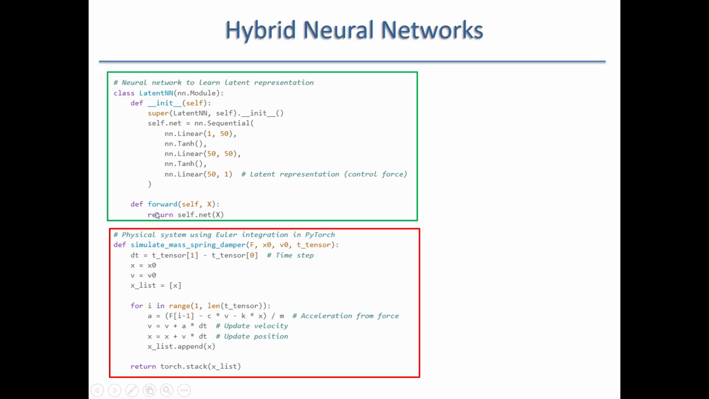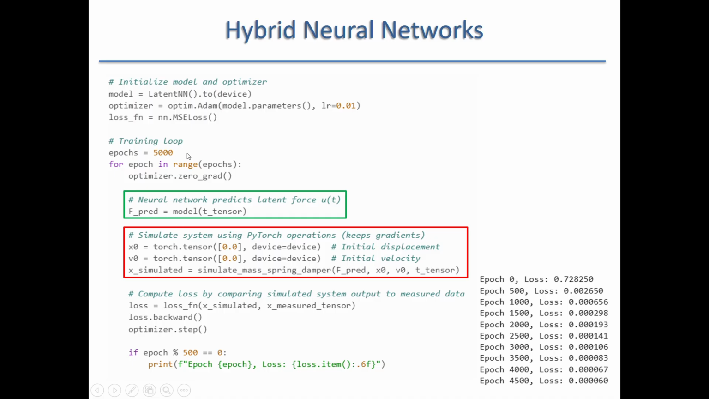Then we have the simulated mass spring damper. So this is the physical behavior of the system. We have an initial position, initial velocity, and then we have the differential of time. So we go through all time points, we compute the acceleration, and then we update our velocity, we update our position, and we iterate this for the time points.